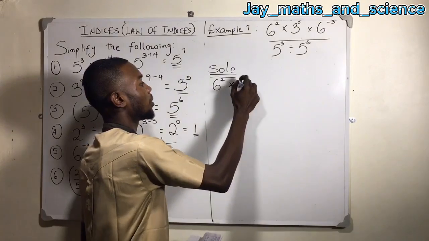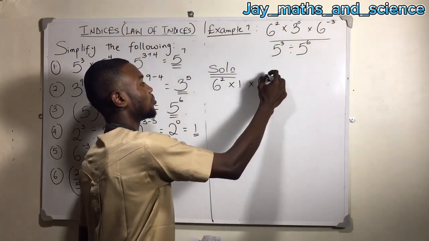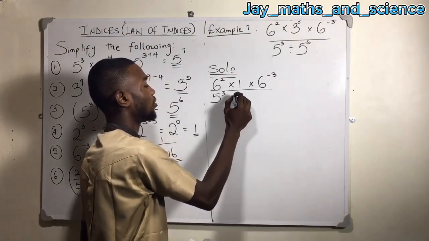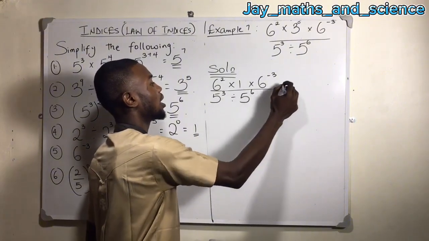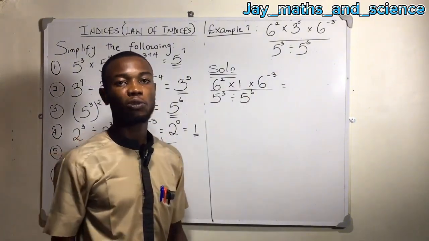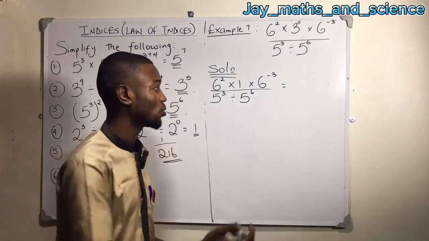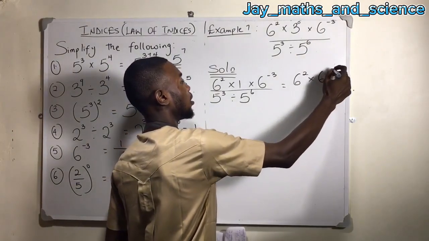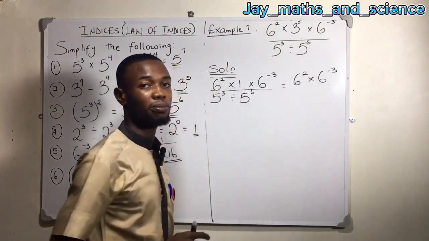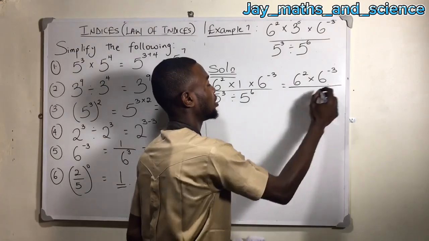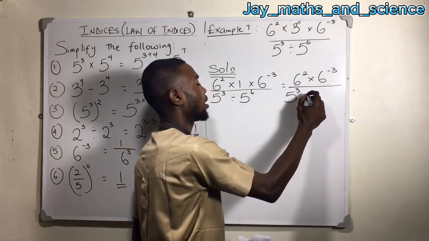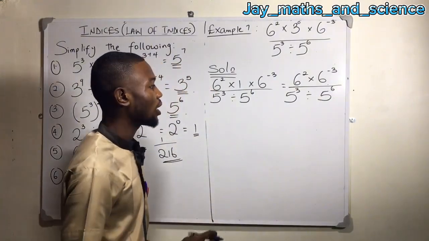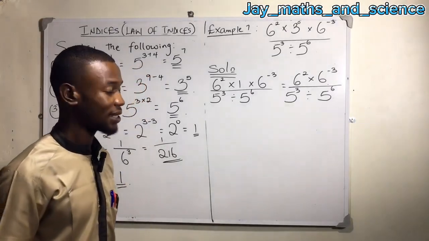So we have it multiplied by 1, multiplied by 6 raised to the power of minus 3 over 5 raised to the power of 3 divided by 5 raised to the power of 6. Now 6 raised to the power of 2 multiplied by 1 will give us 6 raised to the power of 2. So we can rewrite it as 6 raised to the power of 2 multiplied by 6 raised to the power of minus 3, because it has already multiplied with 1 here. Now we have it to be divided by 5 raised to the power of 3 divided by 5 raised to the power of 6. Now we are going to apply the first and the second law.